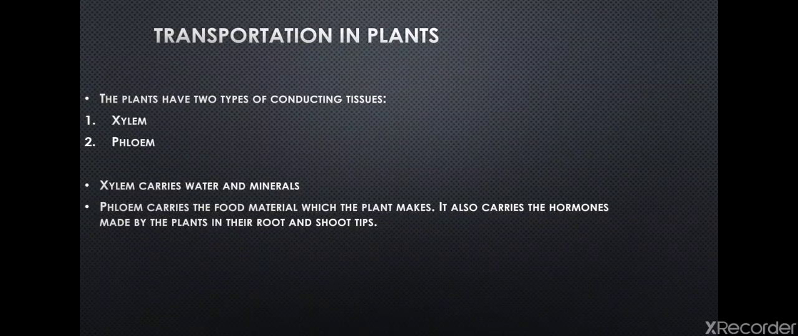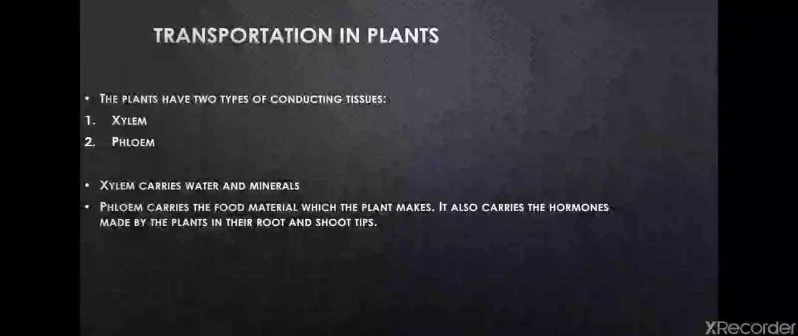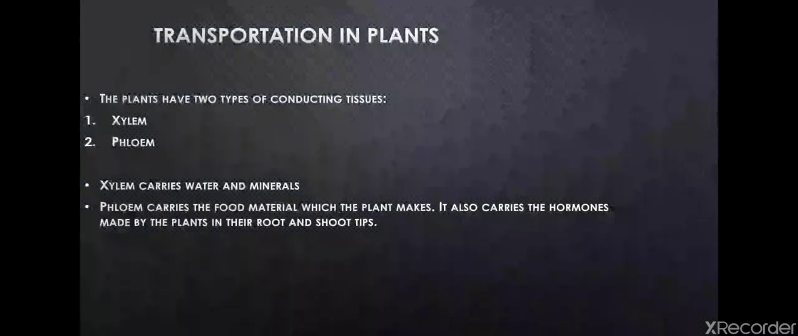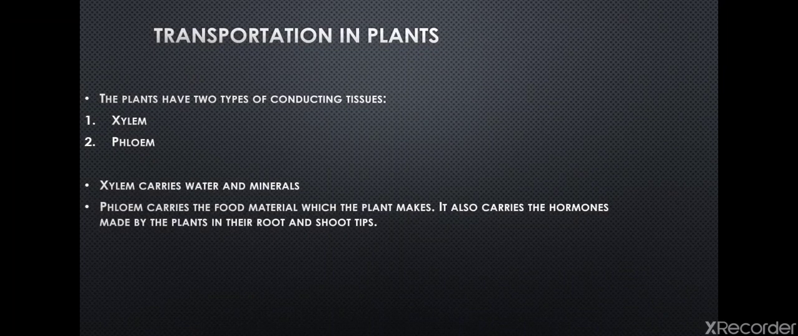Fine. So under this topic, we are going to learn about how plants and animals carry substances from one part of their body to another part of the body. So basically the materials in a plant which need to be transported throughout the plant body are water and minerals, and transportation of food and hormones. Food and different substances. It can be your hormones.